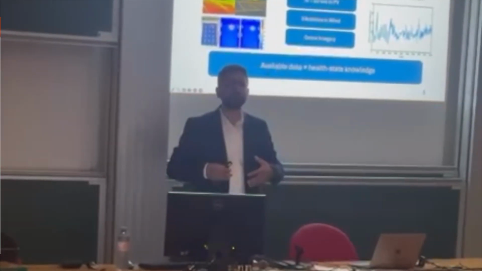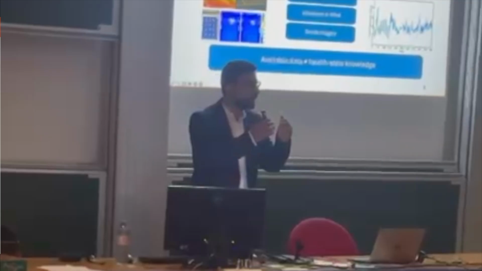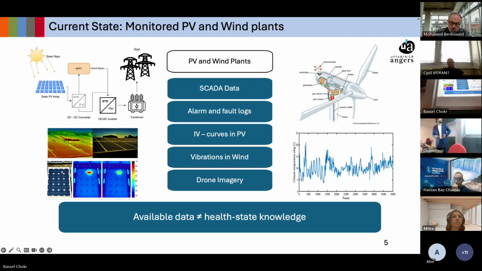In PV plants, we have, in some cases, IV curves at the panel level, at the array level. And in wind systems, we have in some cases vibrations of different motors. We have different data. We also have, in some cases, drone imagery. But mainly, in those plants, what we have abundantly is SCADA data. So we have data coming from different components of the system, from the PV arrays, temperatures, meteorological data, from the weather, wind speed, and so on.